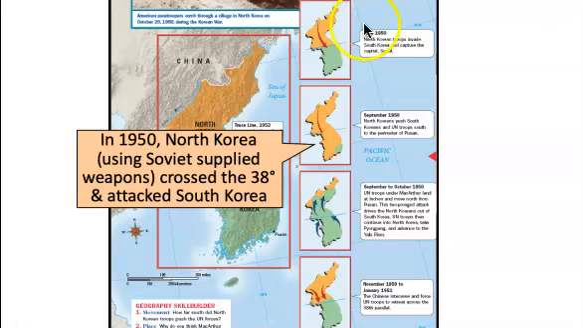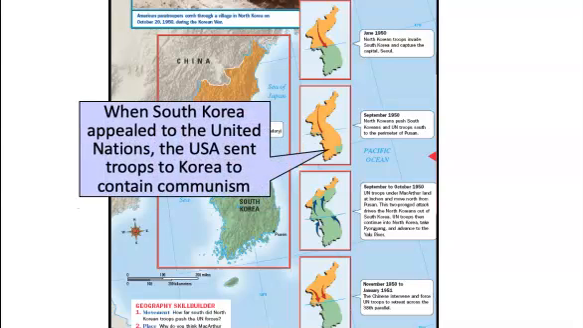You can see that right up here, how Korea was divided between a North Korea, which would be controlled by the Soviet Union and turned communist, and a South Korea, which we aided and that became democratic. So when North Korea attacked South Korea, this was a major threat to the spread of communism around the world, and we had to stop this. And so, when South Korea appealed to the United States and to the United Nations, the United States sent troops to Korea to contain communism.